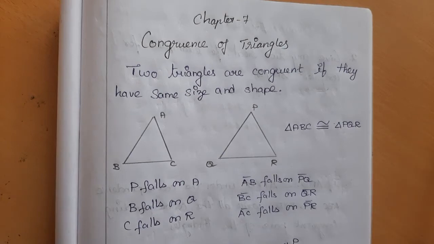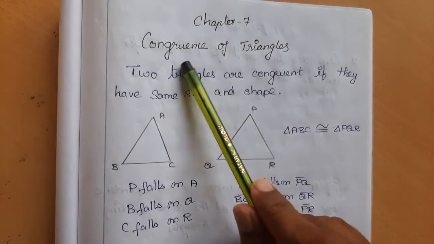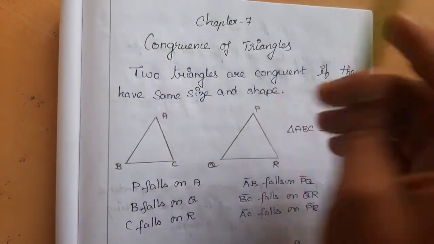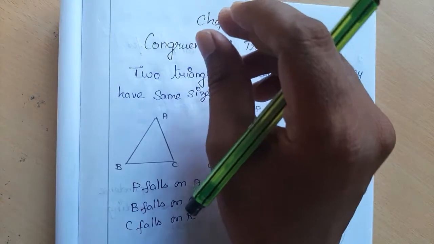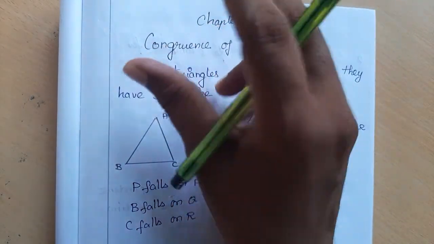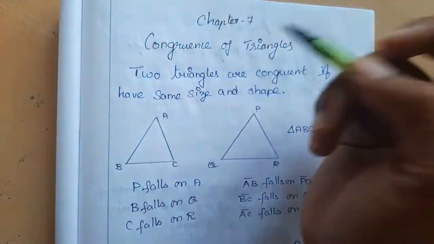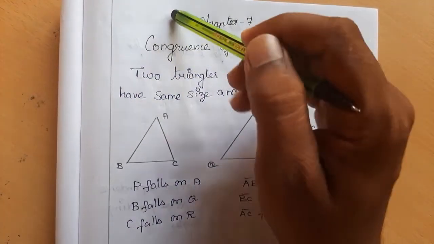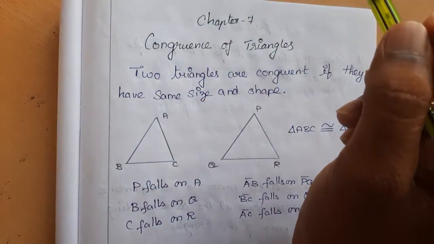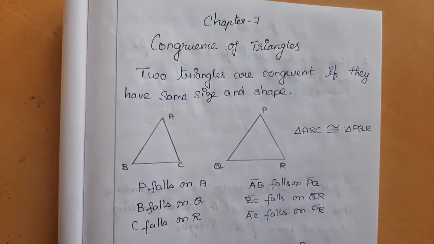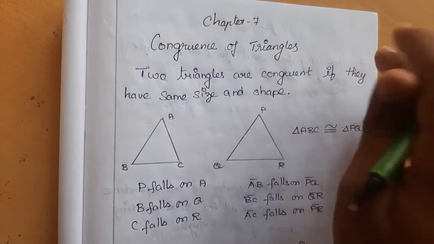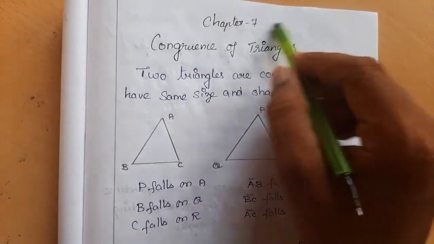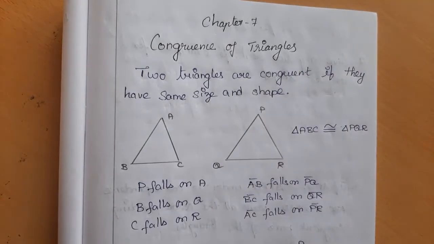Students, today we are going to learn about chapter 7, congruency of triangles. Congruency means if both the shape and size of any object or figure is the same, we can say it is congruent. If two lines have the same length, then we call them congruent. Clear? Here we are going to concentrate on the triangle. In this chapter we will mostly concentrate on triangles.